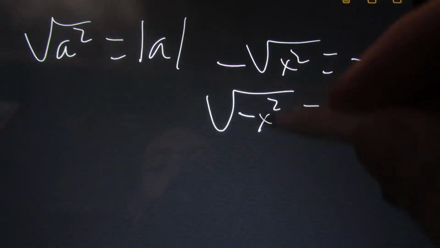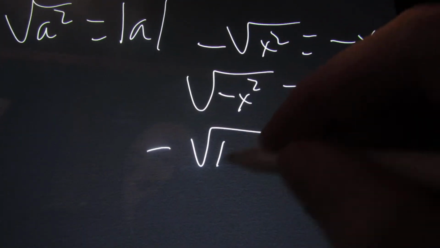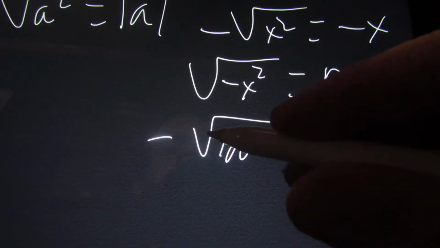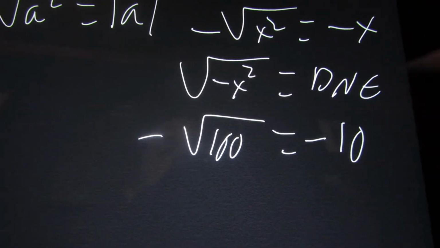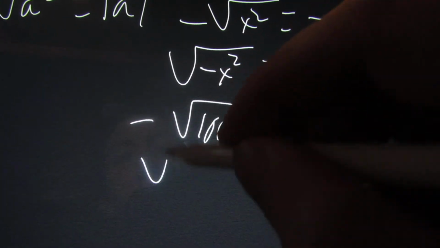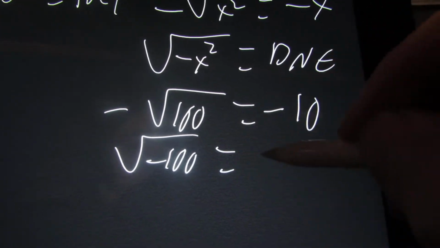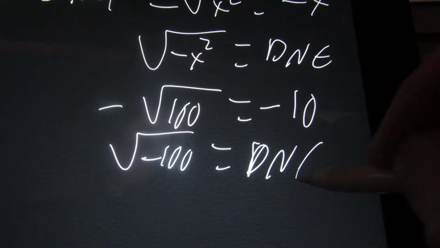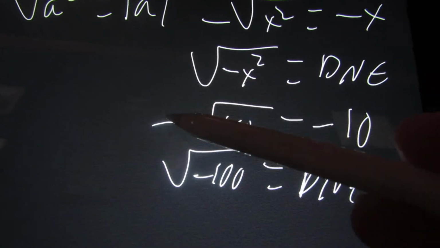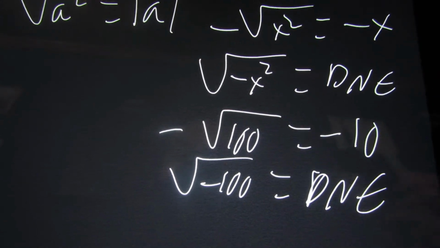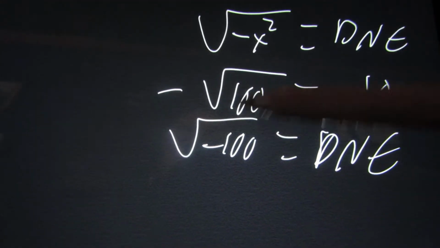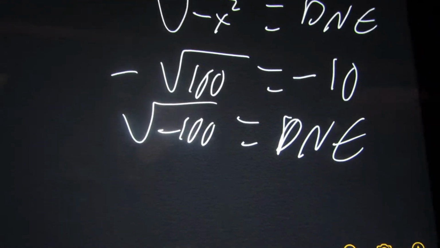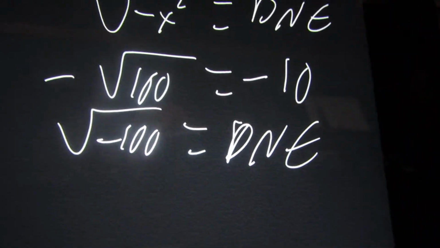So for actual numbers here, if we have negative square root of 100, we're going to keep the negative on the outside, and square root of 100 is 10. But if we have square root of negative 100, that does not exist. So with the negative on the outside of the radical, which is the square root sign, our answer is going to be negative. If there's a negative inside, no matter what's inside here, it's going to be does not exist for us.